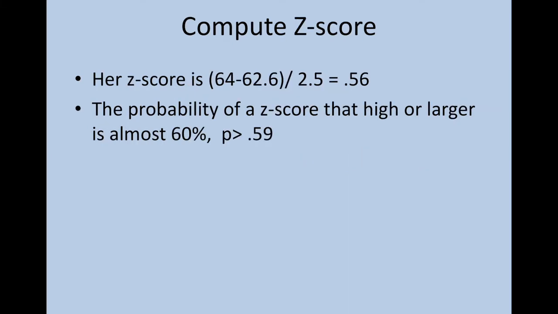Compute the z-score. Her z-score is 64 minus 62.6 divided by 2.5. And that comes out to 0.56. The probability of a z-score that high or larger is almost 60%. The probability is greater than 0.59 that you will get a z-score that high just by chance. So you should accept the null hypothesis.